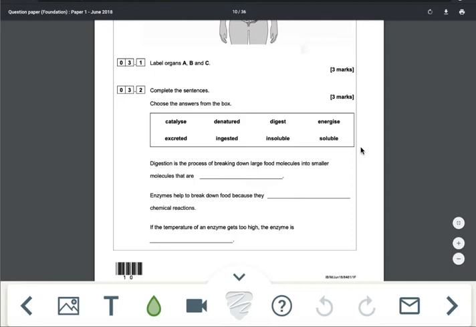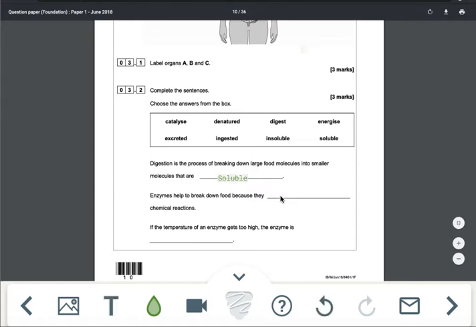Next question. These questions are always quite fun. You just get to pick from this list of words here which word you think is correct, and you complete the sentences. So whatever you do, make sure that the answer you put is an answer that's in the box. Okay? So let's start. Digestion is the process of breaking down large food molecules into smaller molecules that are blank. So let's just go through the list here. Molecules that are catalyzed, no. Molecules that are denatured, no. Molecules that are digest, obviously not. Energized, excreted, ingested, insoluble, soluble. There we go. Soluble is the correct answer there. Soluble. And this is obviously necessary so that the food molecules can be absorbed into the bloodstream.